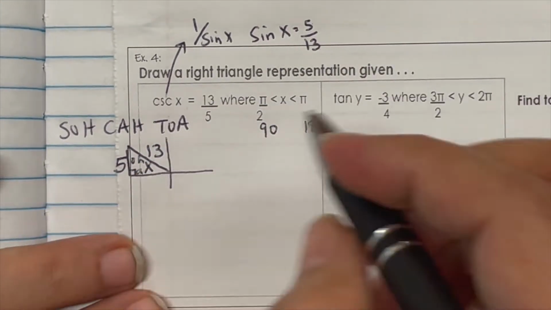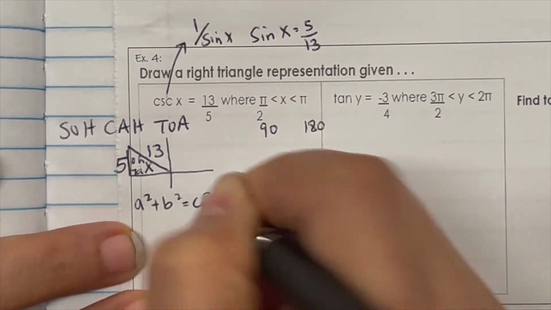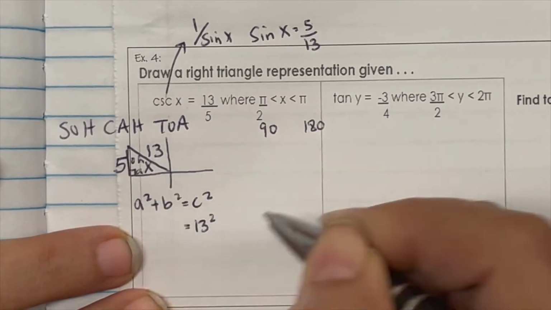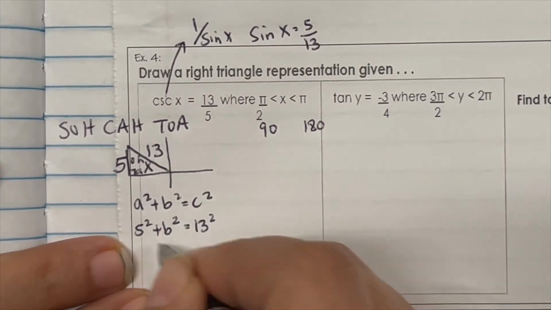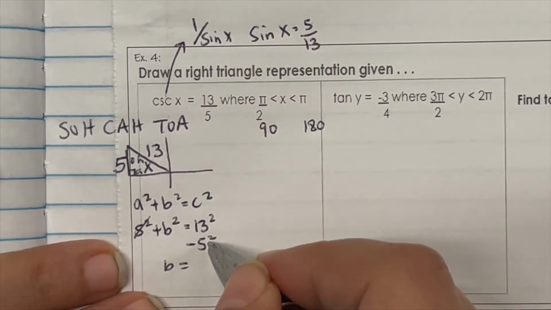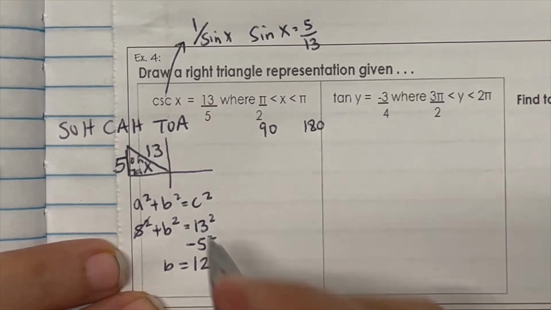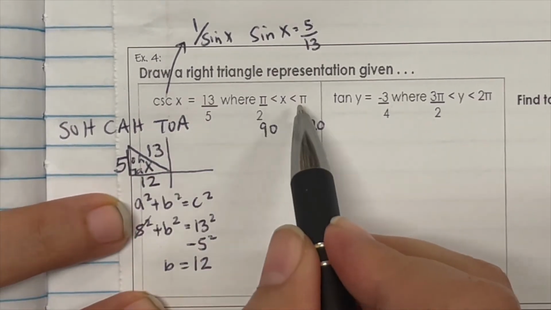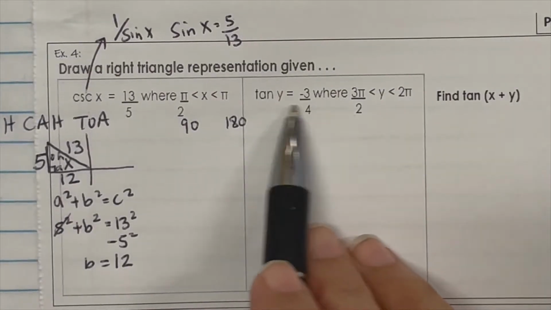Use Pythagorean theorem to find the missing side. So A squared plus B squared equals C squared. Fill in what you know. 13 squared, 5 squared plus B squared. So that's 13 squared minus 5 squared. 169 minus 25 is 144. Square rooted is 12. You have to get very good at doing that because that's just the basics.